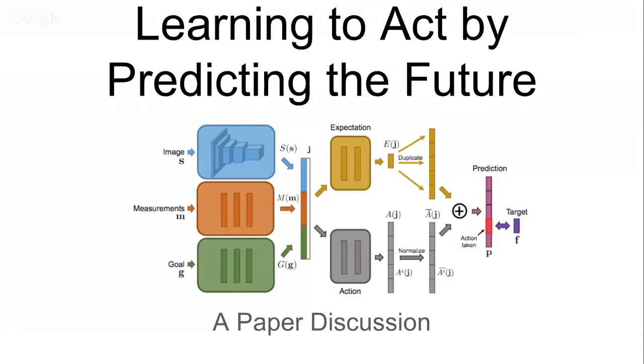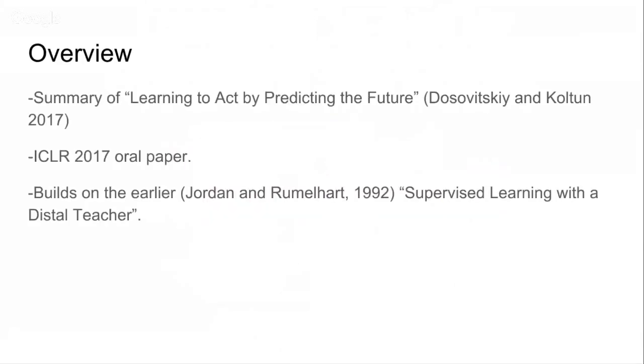Today we're going to be talking about learning to act by predicting the future. So basically, we're going to be going over this paper by Dosovitskiy and Koltun from 2017. And this was an oral paper at ICLR. And it builds on the earlier work by Michael Jordan and Rumelhart in 1992, supervised learning with a distal teacher.